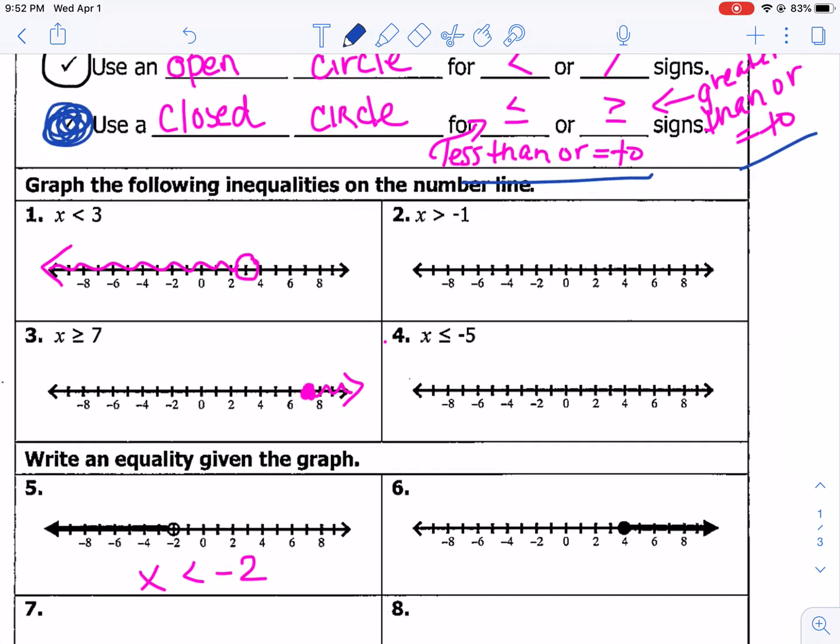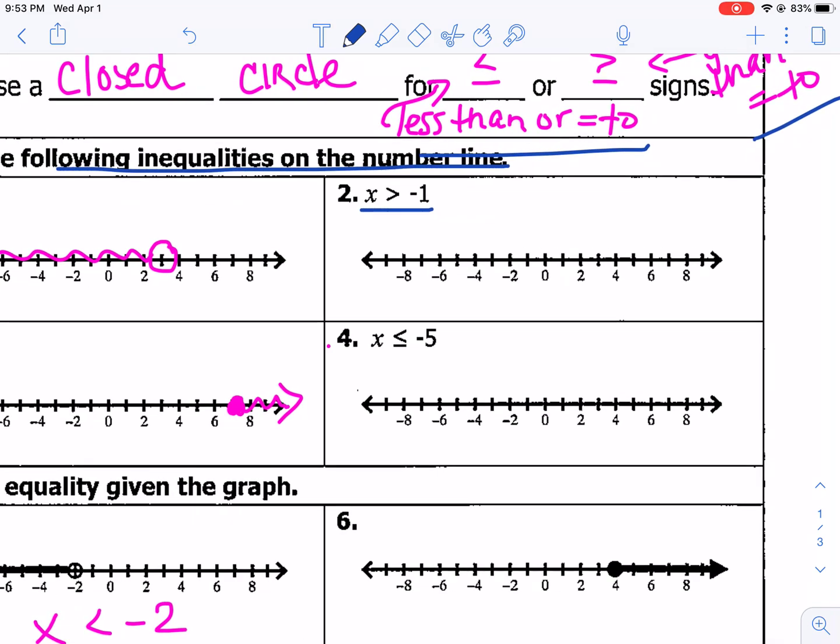Number 2. We're asked to graph the following inequalities on the number line. So I take a look at x is greater than -1. Since it's a greater than symbol, I'm going to use an open circle right at -1. And if x is greater than -1, we have to think of where my numbers that are greater than -1 are on my number line. They're the ones over here.